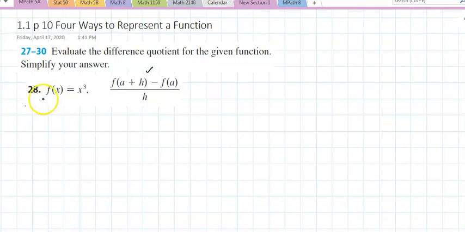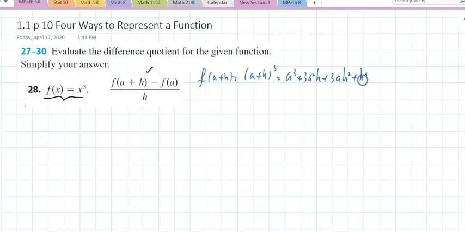Well, given f of x equal x cubed, find f of a plus h minus f of a over h. We'll talk about what that means later on. For now, we just want to play with the mechanics of this a bit. F of a plus h turns out to be a plus h cubed, and that is a cubed plus 3a squared h plus 3ah squared plus h cubed.